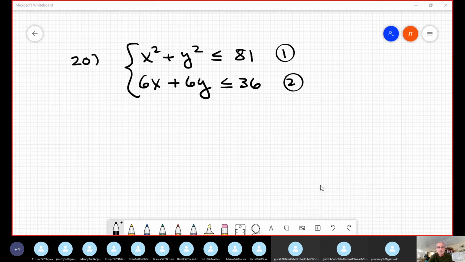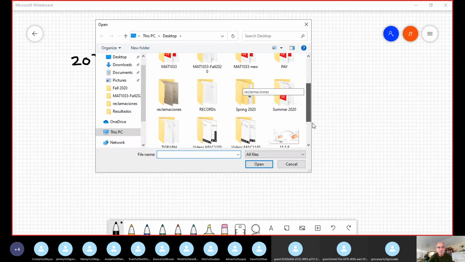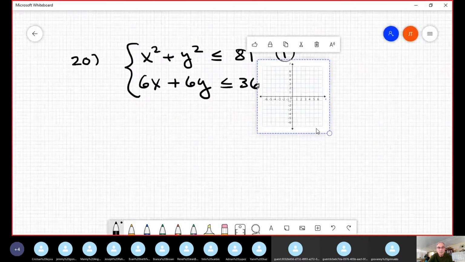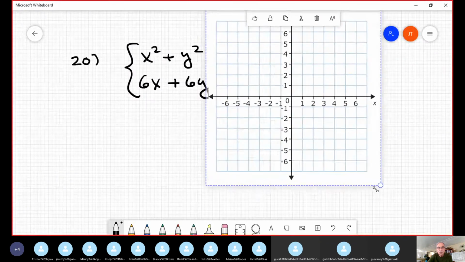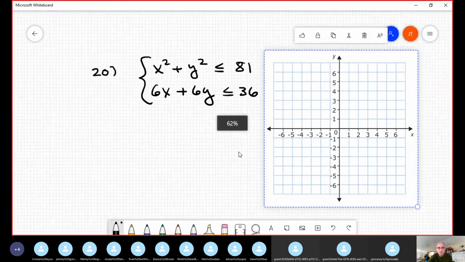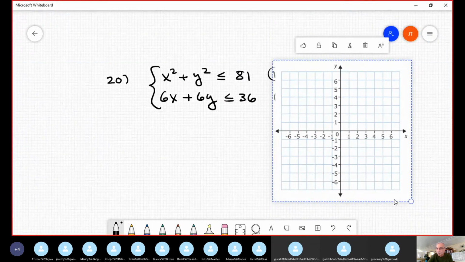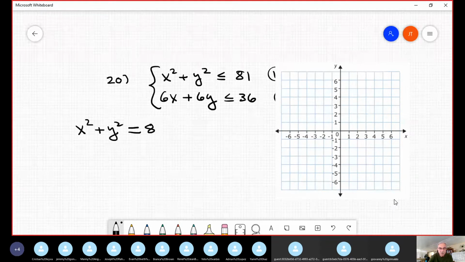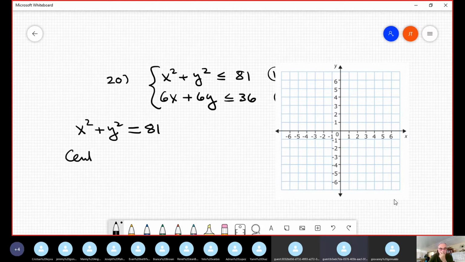Let me try to find my rectangular coordinate system paper. Okay, good. So this is a circle again. Tell me, guys, where is this circle located? And what is the center and radius? Center is 0, and the radius is what, 9?